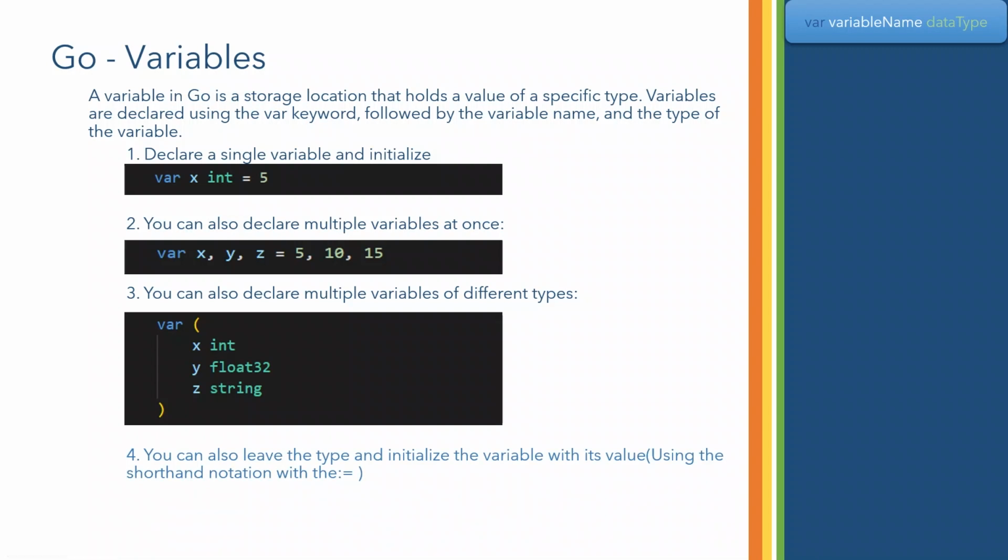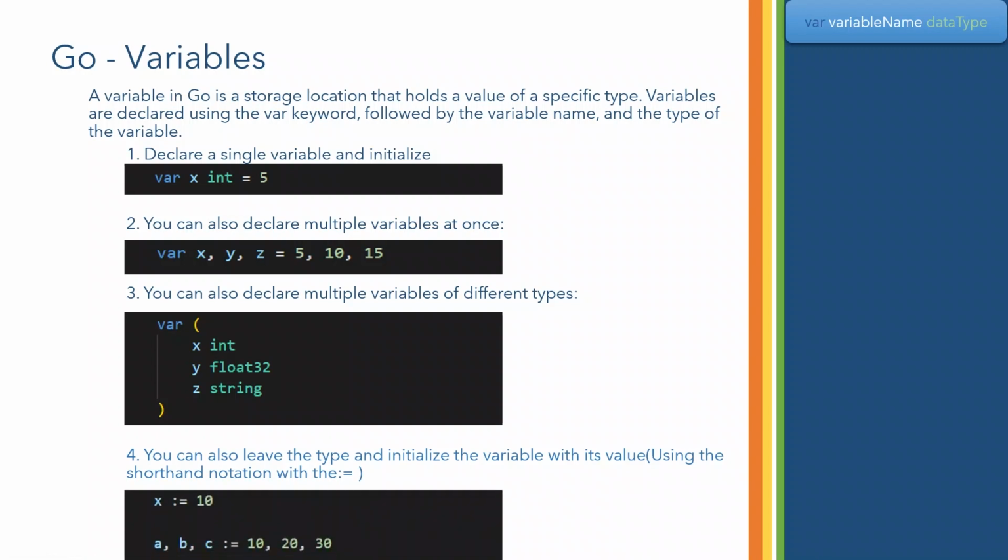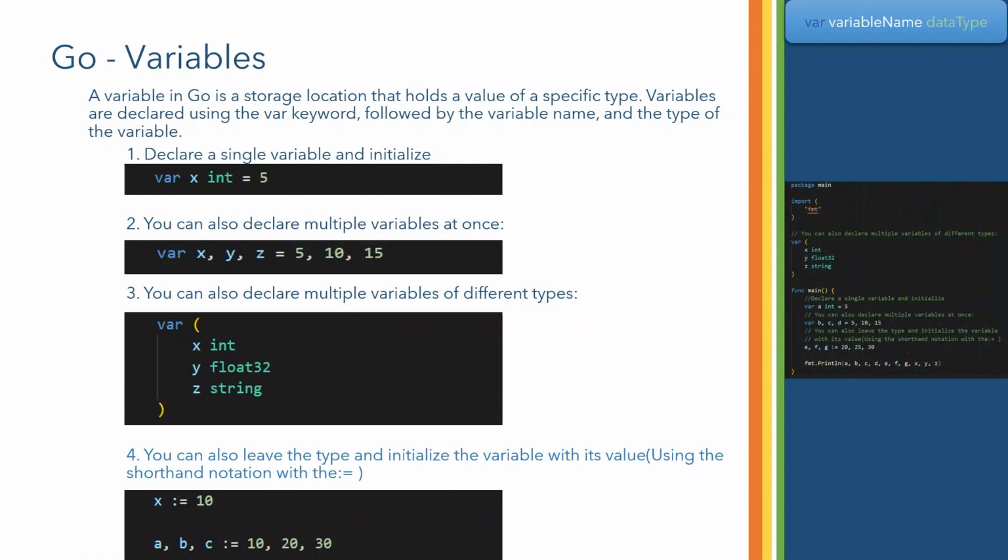You can also leave out the type and initialize the variable with its value using the shorthand notation. Example: x := 10, a, b, c := 10, 20 and 30. Here you don't need to use the var keyword and also the data type.